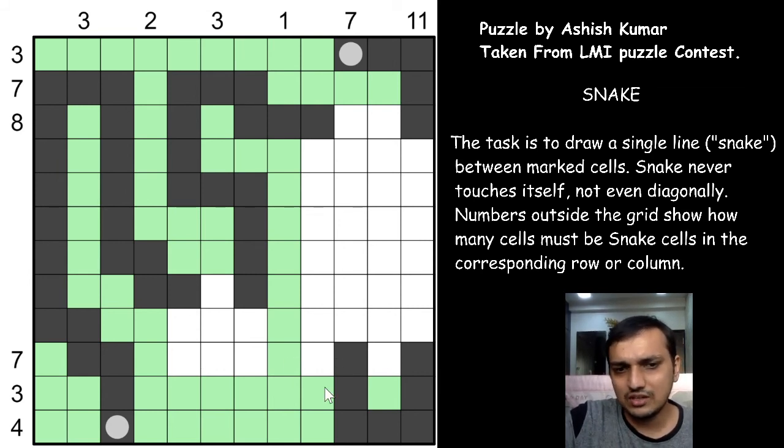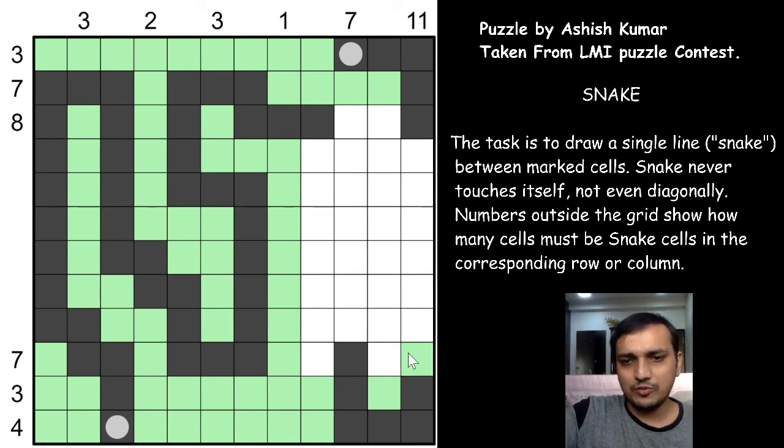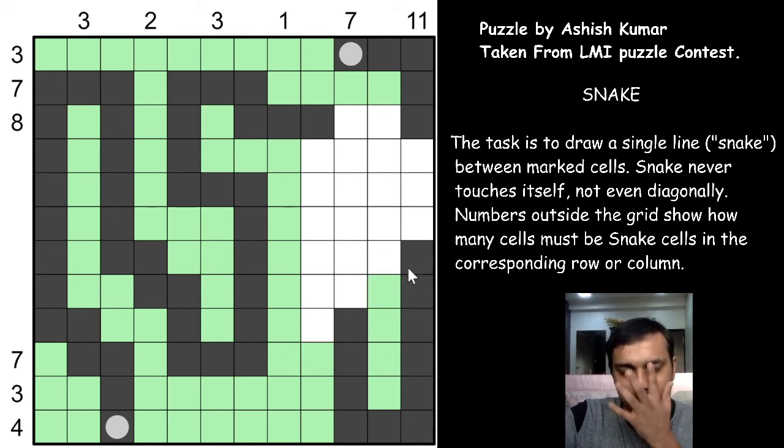So 5 snake cells are done, and we need 2 more, right, for the 7 to be fulfilled. So we can conclude that the snake has to come towards this edge, this white cell, and go back, and it has to use minimum of 3 snake cells. So we have already fulfilled the 7 now. Both will go up. 1, 2, 3, 4, 5, 6, 7. This has to go up. It won't meet, again go up, right?